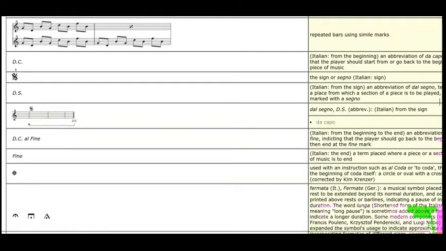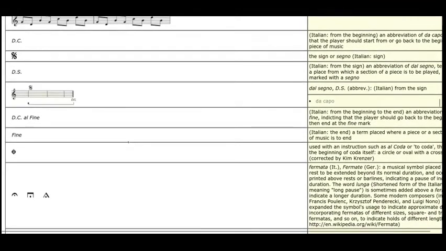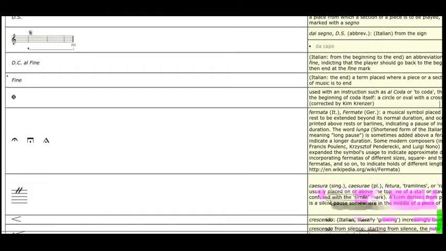DC, that means go back to the beginning, da capo. That fancy sign there, that is a segno. So when you see a DS, you are supposed to go back to that sign right there. That's a sign. Yep, and there's the example of it. DC al fine, you go back to the beginning and stop at the fine. There's the fine. Not fine, it's fine.